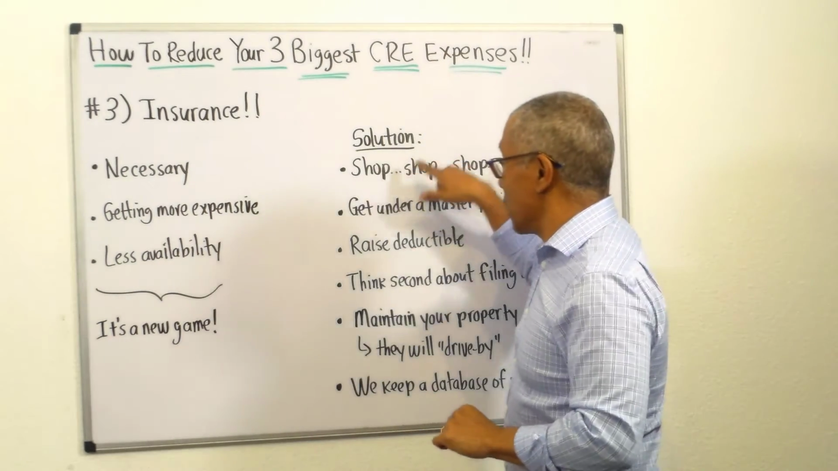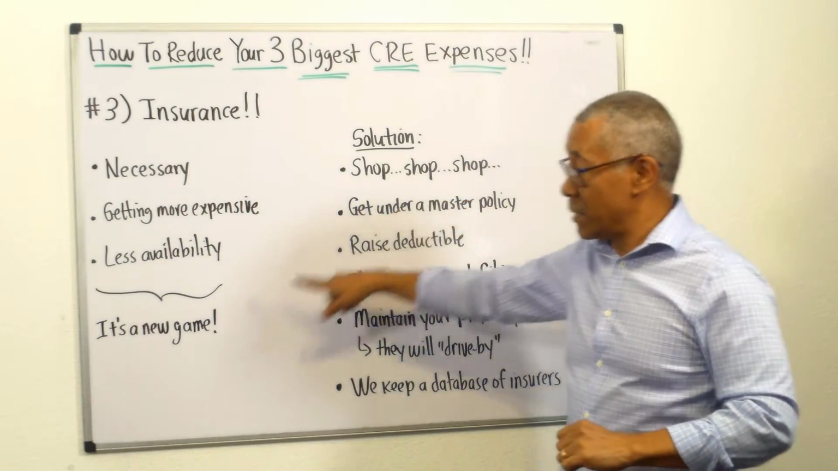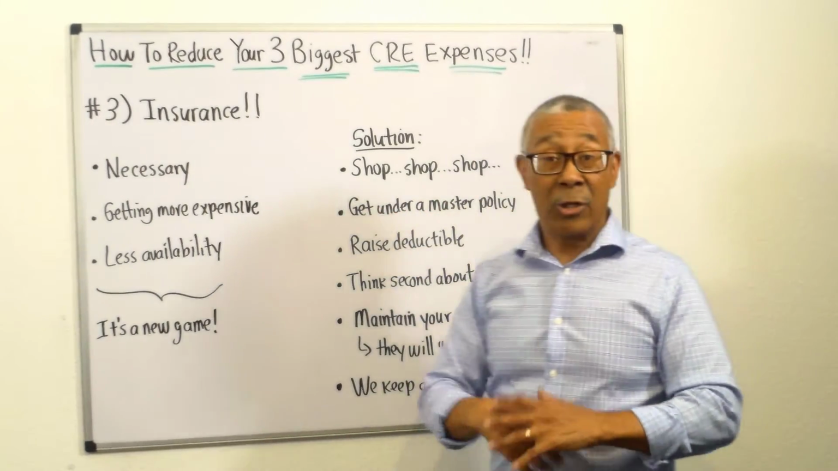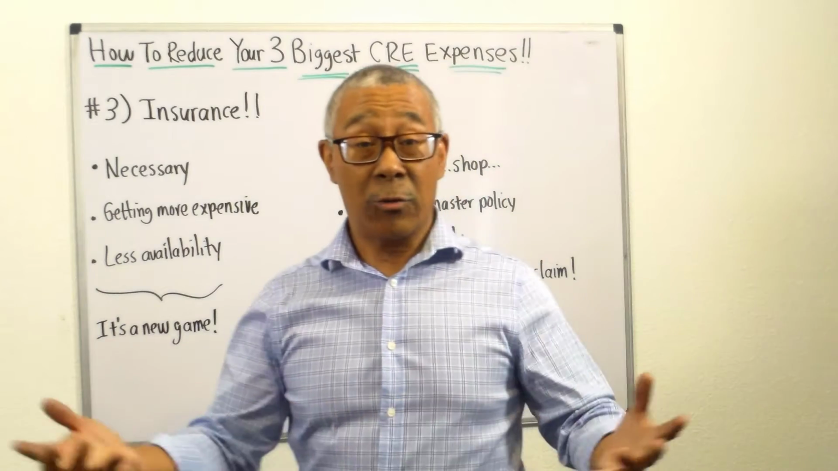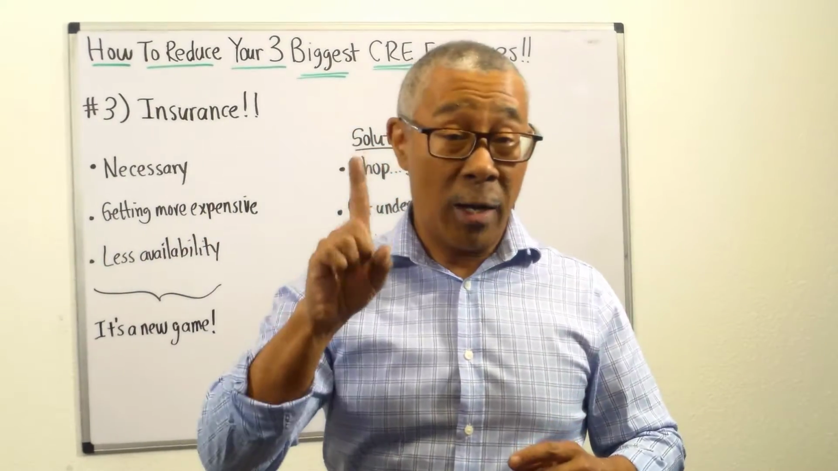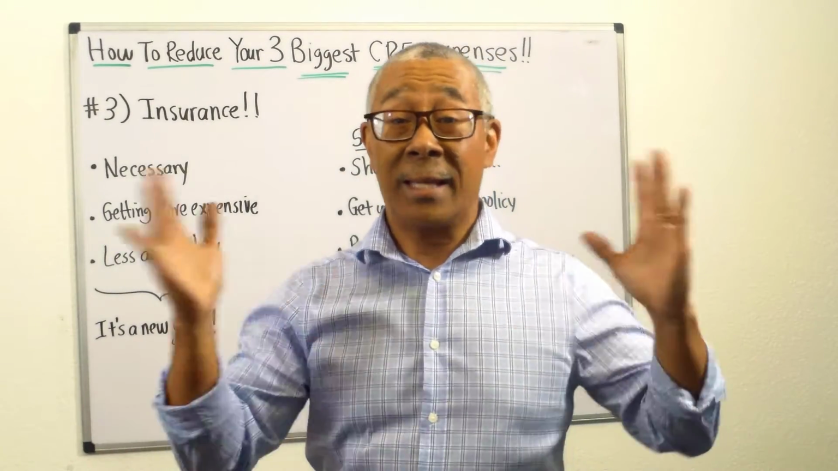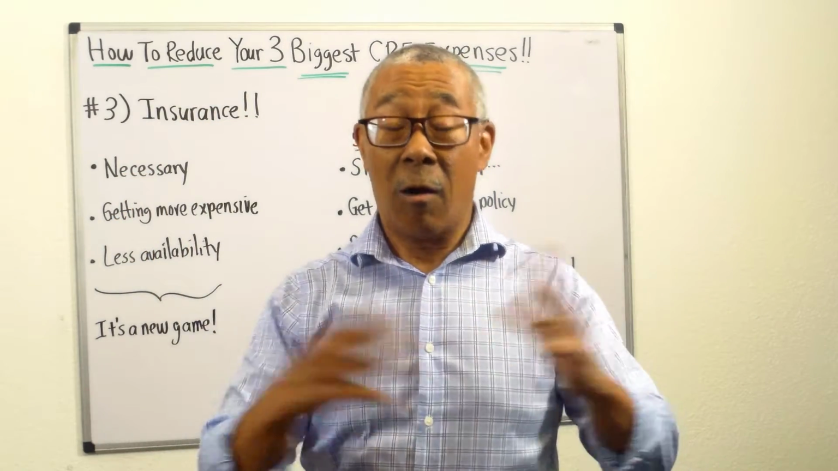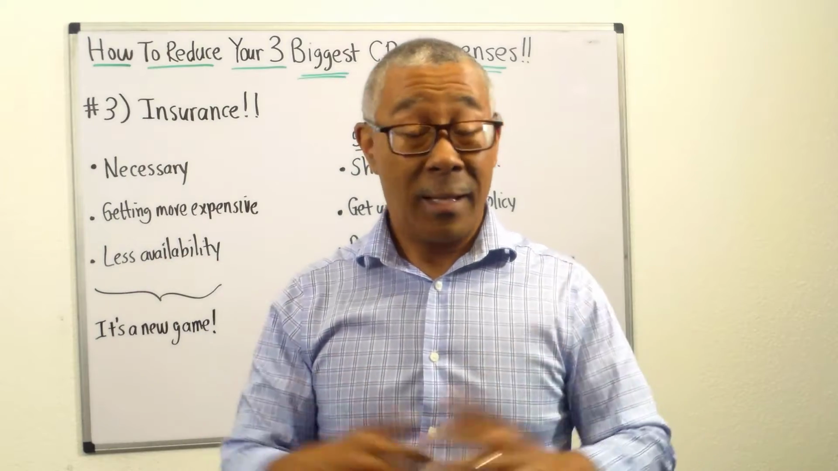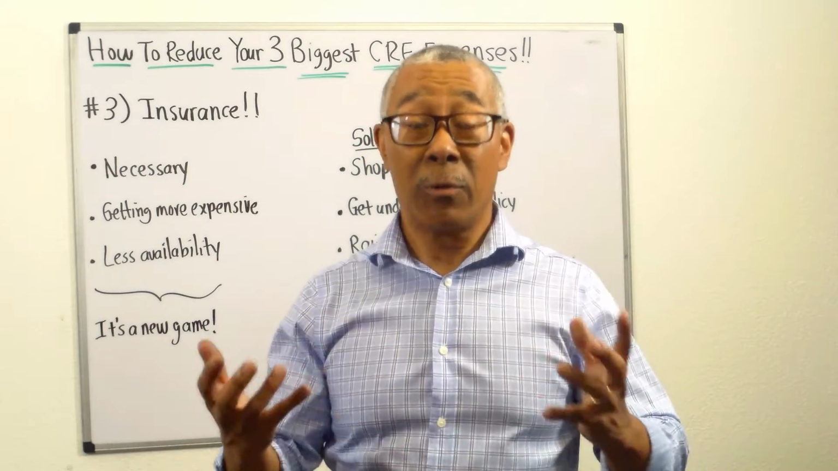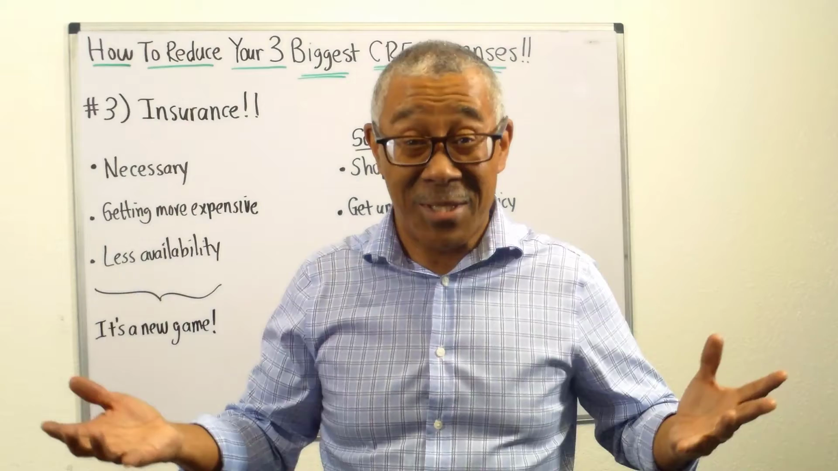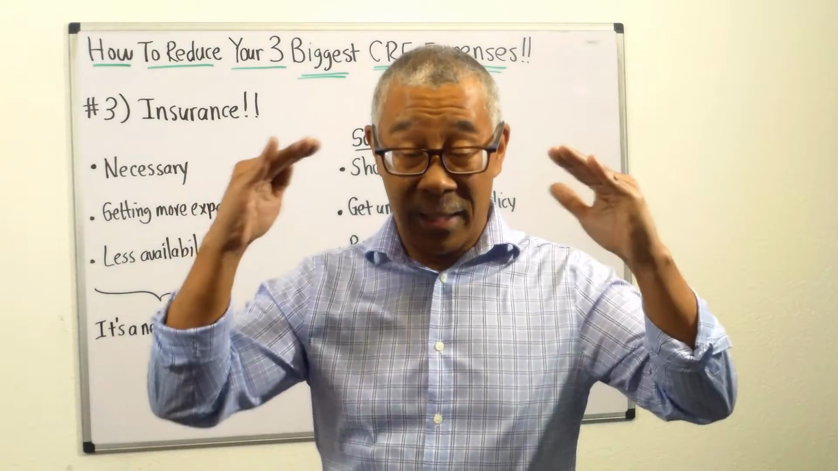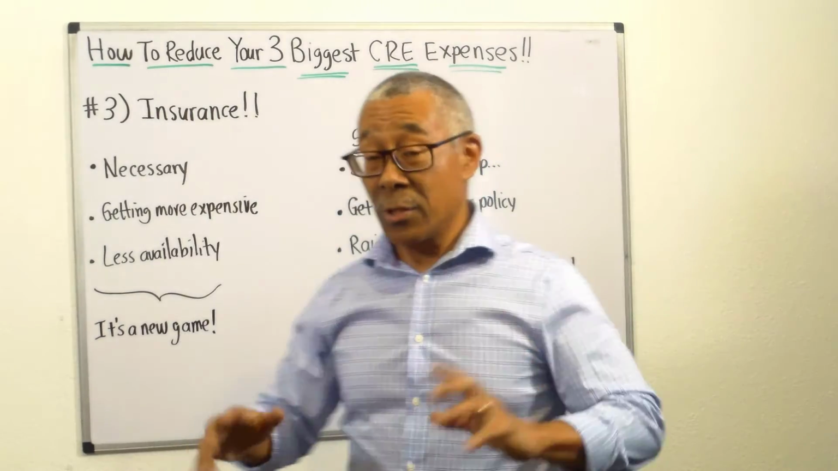All right, so here's a solution. Solution number 1, since it's a new game, you have to shop. In years prior, I could go to my 1 or 2 insurance brokers, get the best quote, and I'm done. I would tell our students, call these 2 brokers and you're done. Not anymore. Now we have to go to multiple, sometimes 5 or 6, sometimes 10, to get the most affordable insurance or get the rates reduced. So it's a new game there.